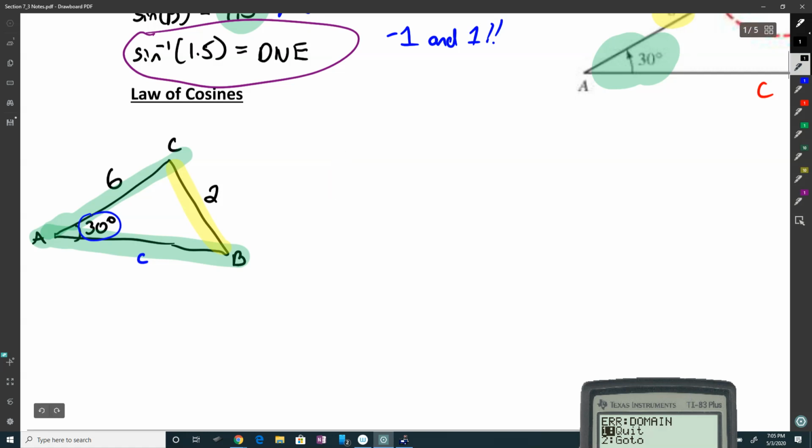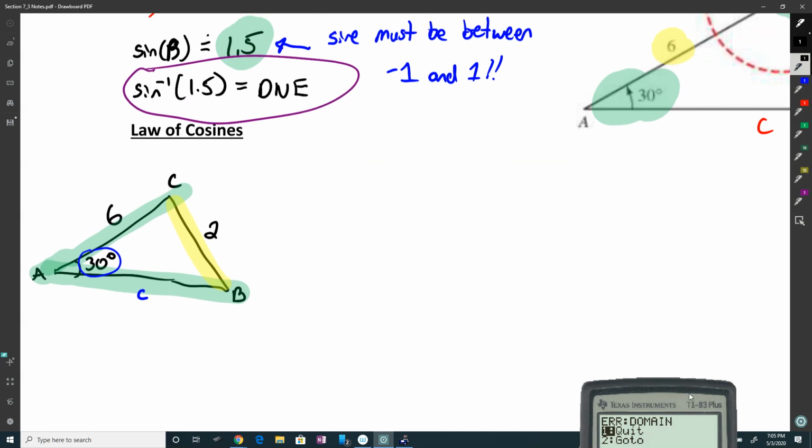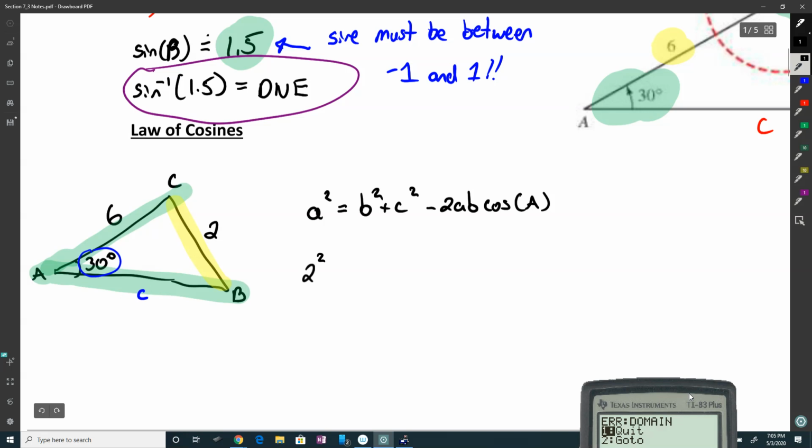Let me write out the formula first. So this is a squared. This is 2, a. So a squared equals b squared plus c squared minus 2ab cosine of, in this case, A. So I'm just filling it in. So this is 2 squared equals b squared. That's 6. Oh, I keep on trying to do it in my head. 6 squared plus c squared minus 2 times 6 times c times cosine of 30.